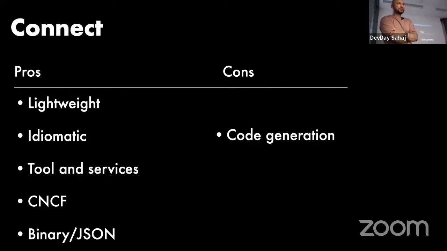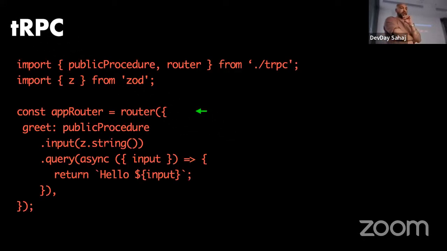Okay, so we can still do better. And that's the other one. It's tRPC. So again, this is a very TypeScript native way of implementing RPC. How it works is you define a router. You define the inputs the router should take. For example, in our case, for a greeting, it needs to take a name.